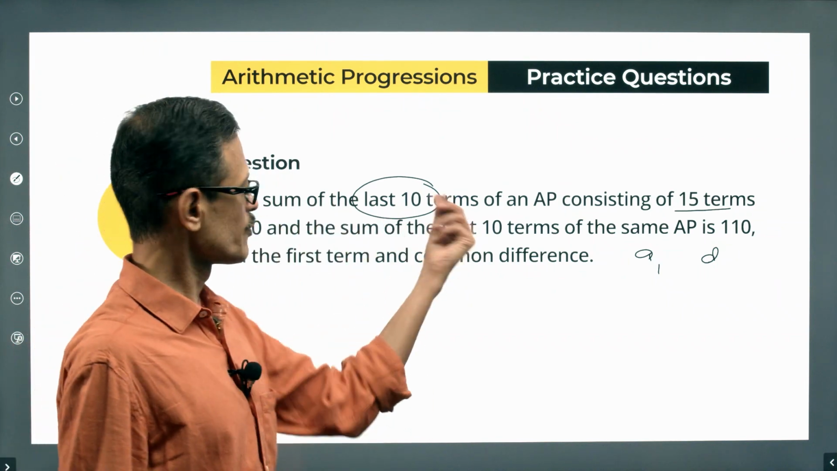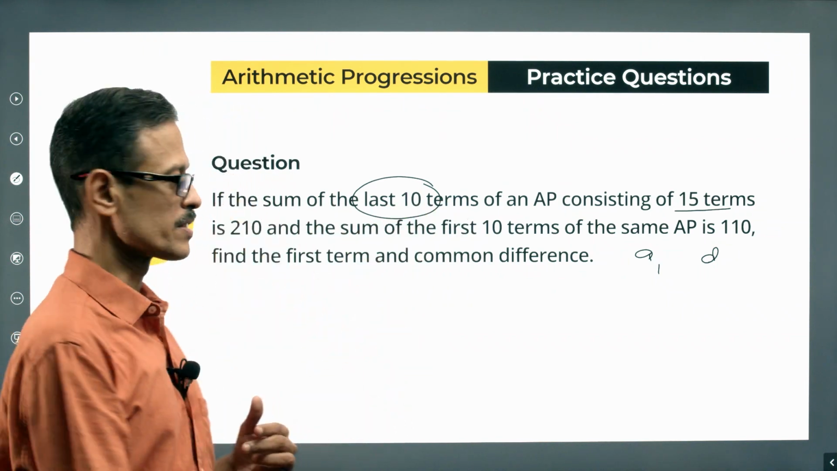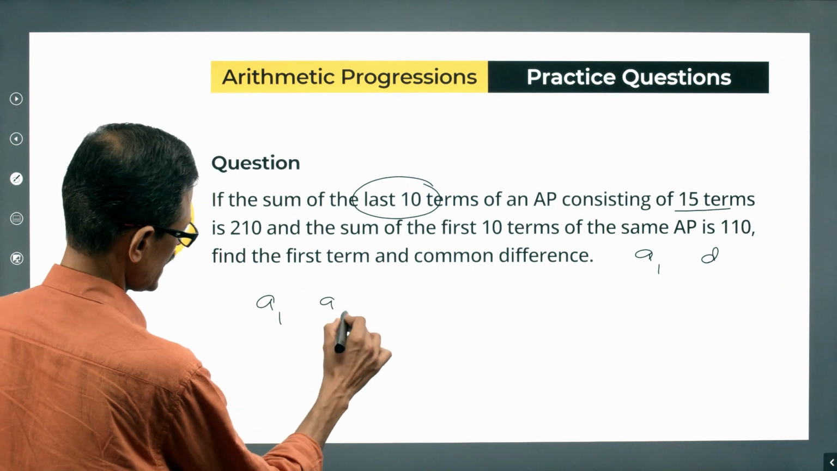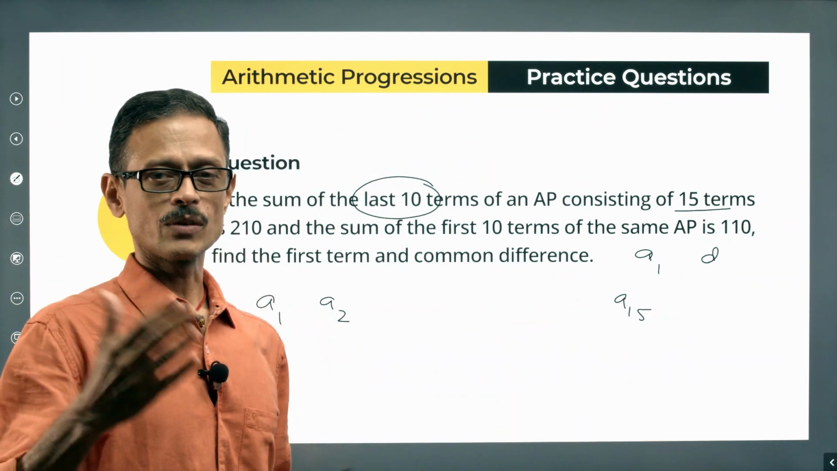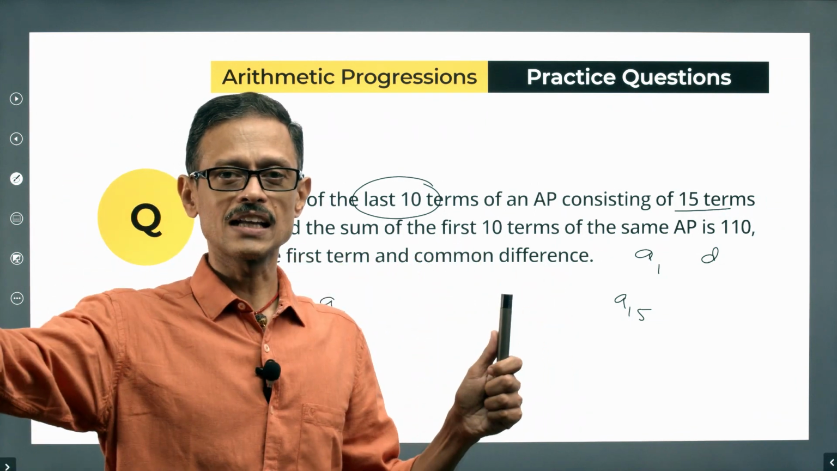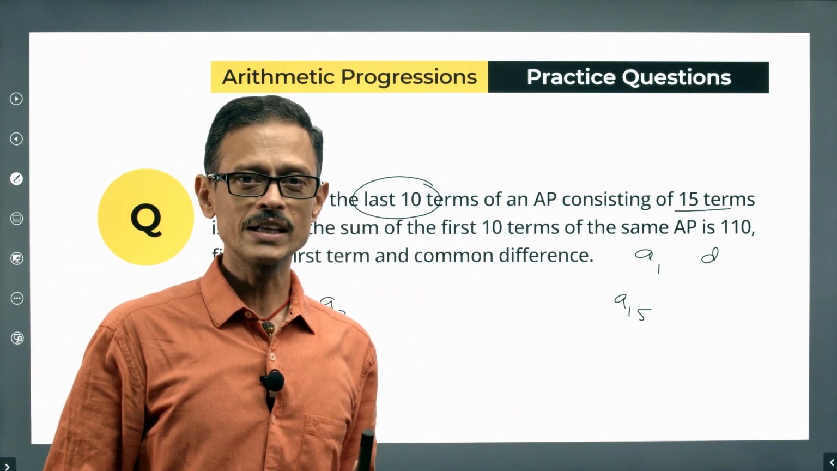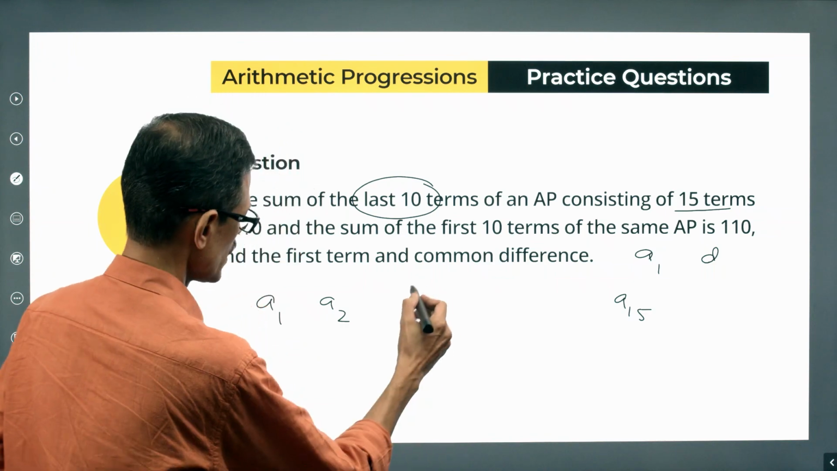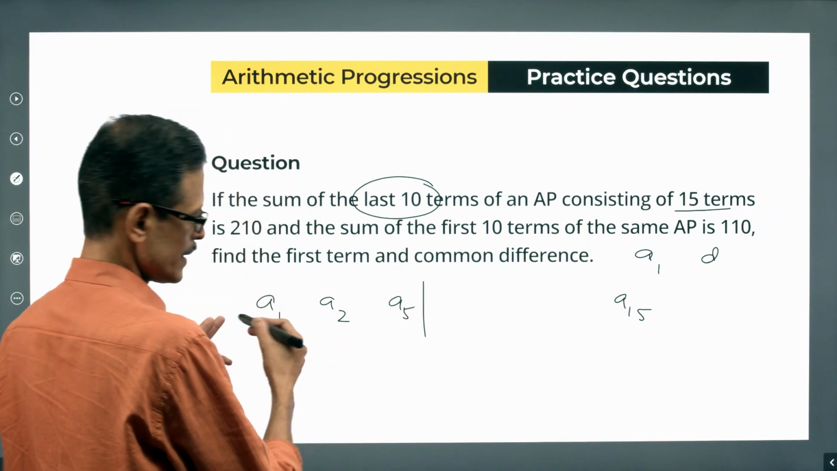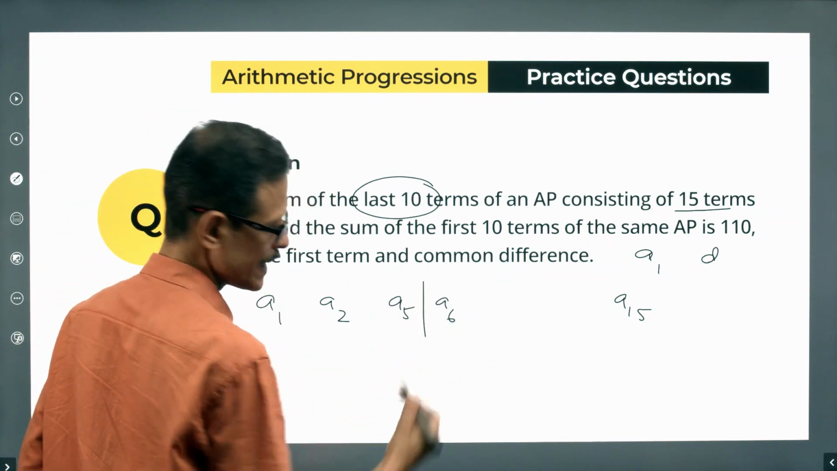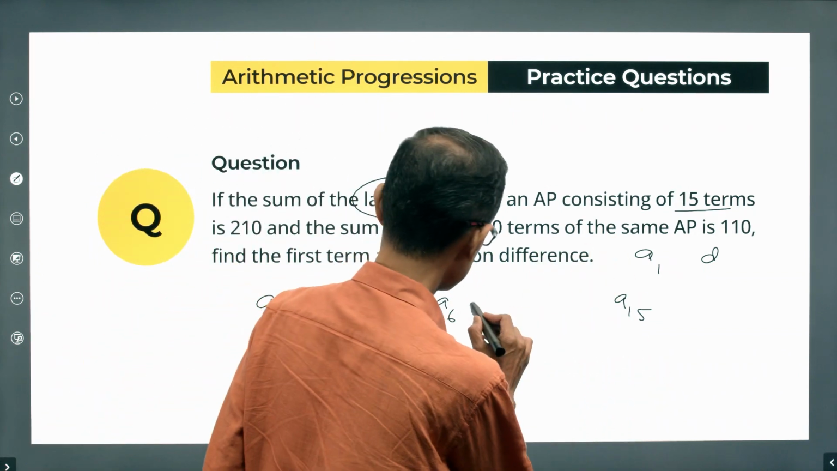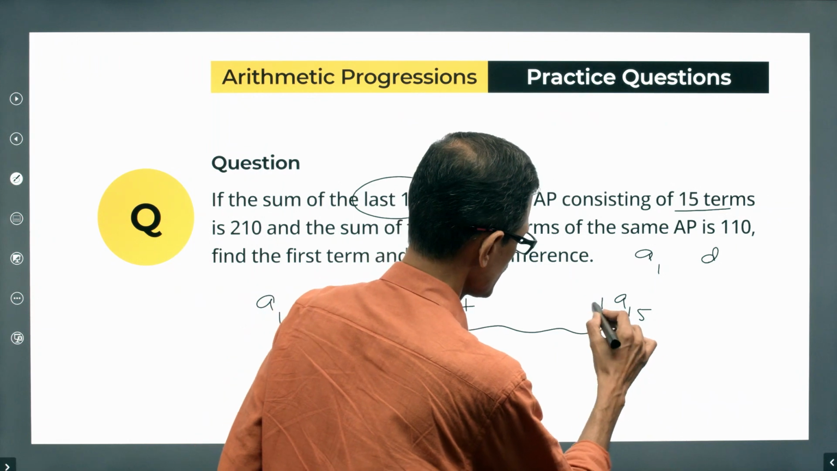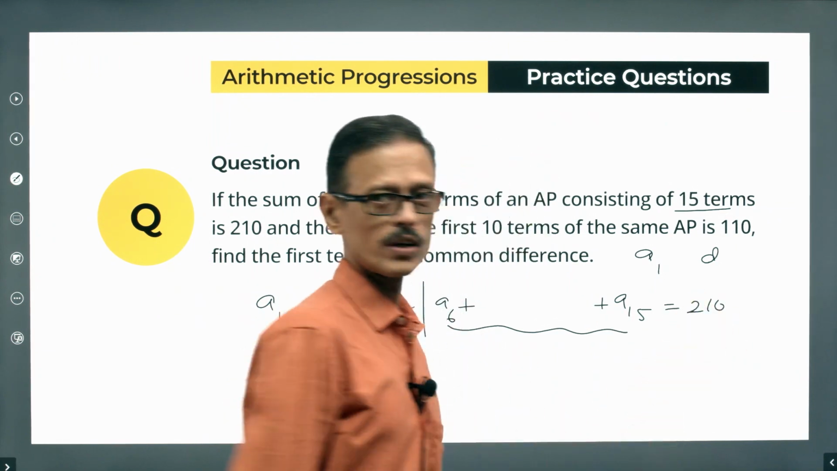Let's understand what the first statement means. There are 15 terms in this AP. Let's say those terms are A1, A2 all the way up to A15. The sum of the last 10 terms: in 15 terms, if you are counting the sum of the last 10 terms, how many terms are we not counting? We are not counting the first 5 terms. So, what is not getting counted is the first 5 terms. We are starting with A6, A6 plus A7 plus A8 all the way up to A15. This summation alone is equal to 210, is what they are saying.